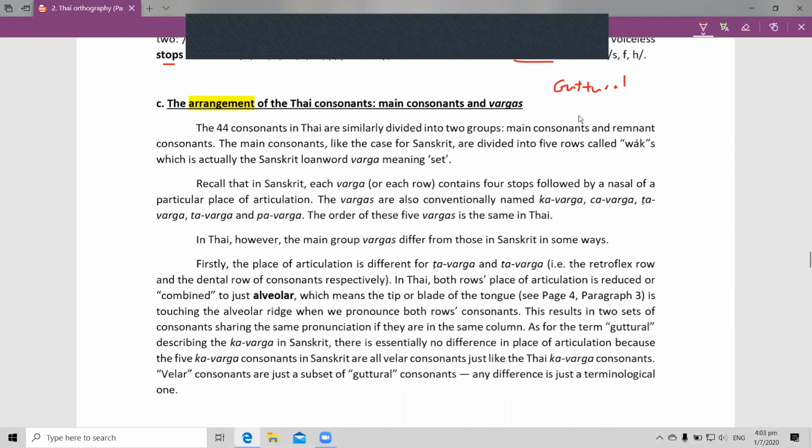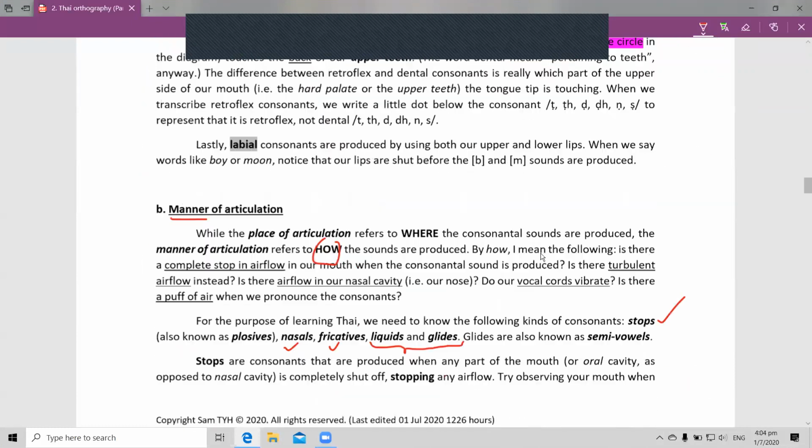All right. These rows are called varga. In Sanskrit, the rows are called varga, and varga means set. So the set of guttural stops and nasals, the set of palatal stops and nasals. Okay. In Thai, they also borrow this word, but in Thai we don't call it varga. We call it wak instead.